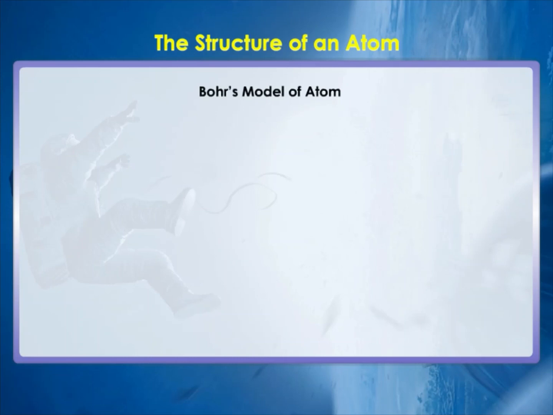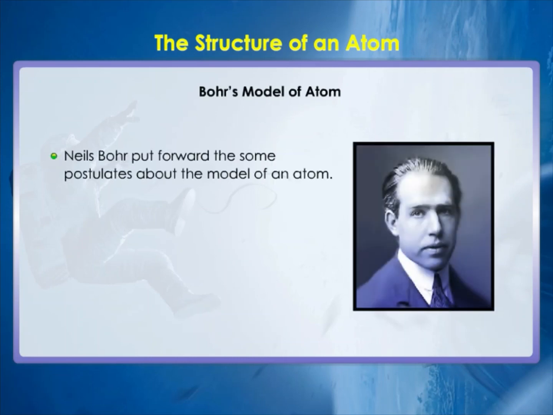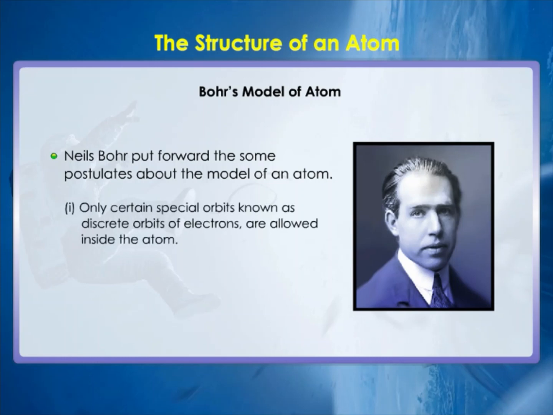Bohr's model of an atom. In order to overcome the objections raised against Rutherford's model of the atom, Niels Bohr put forward some postulates about the model of an atom. They are: only certain special orbits known as discrete orbits of electrons are allowed inside the atom. While revolving in discrete orbits, the electrons do not radiate energy.